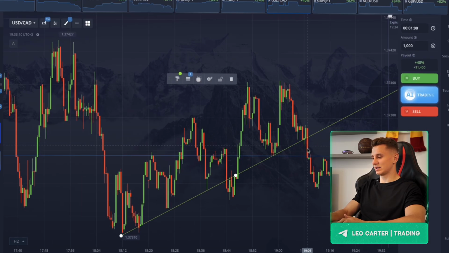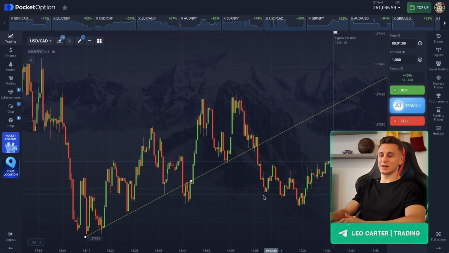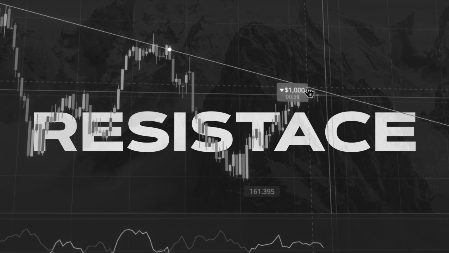But the trend doesn't last forever. Now it has broken and we are already going down. The trend is changing. If you need to, rewind and watch again. And for now we'll move on to the next element, support and resistance levels.